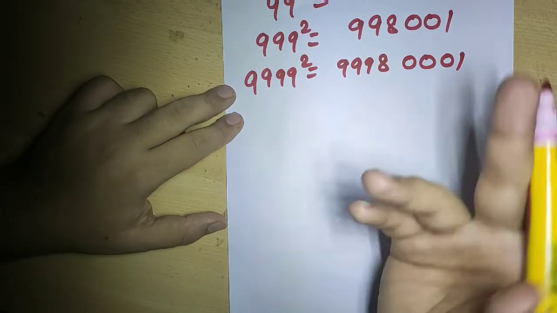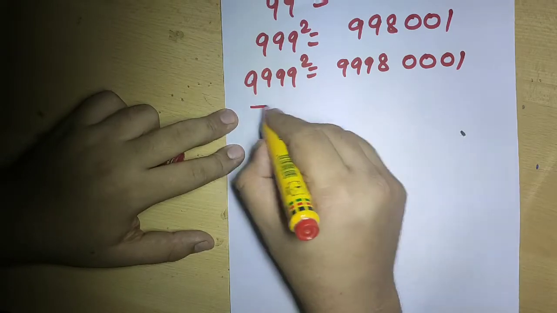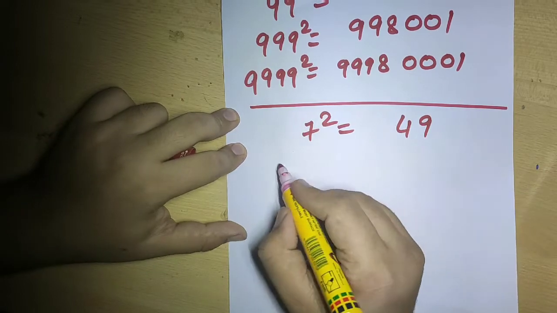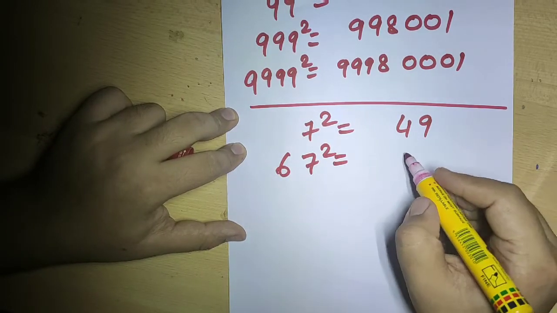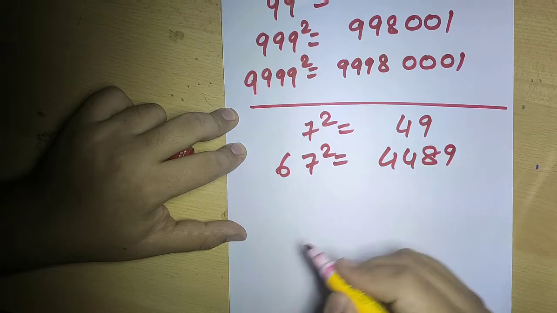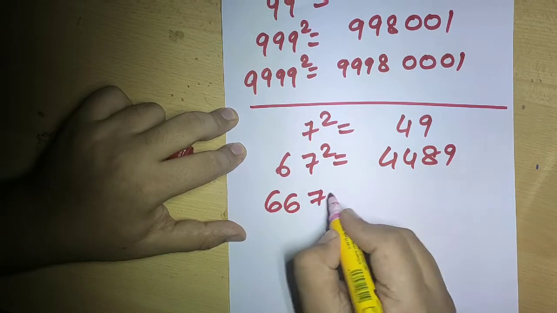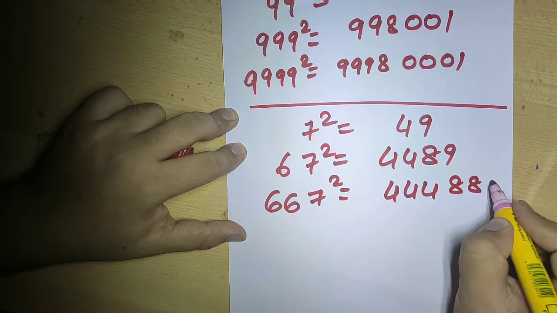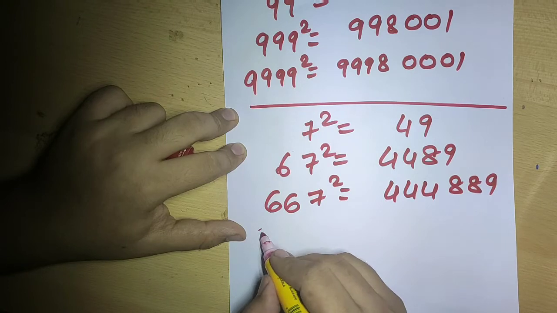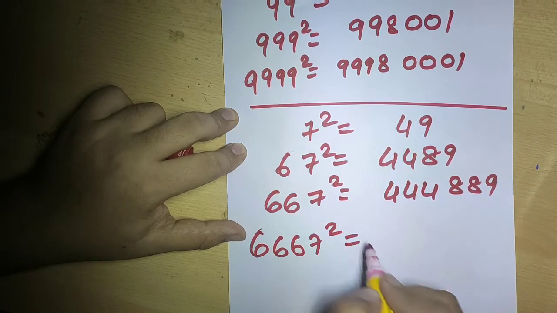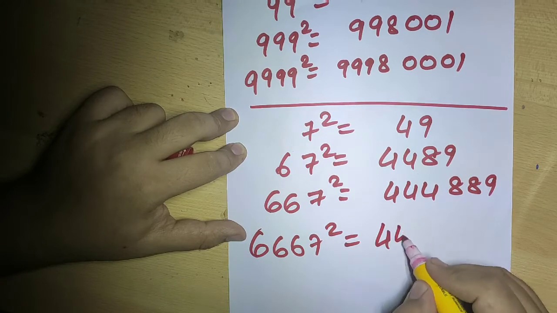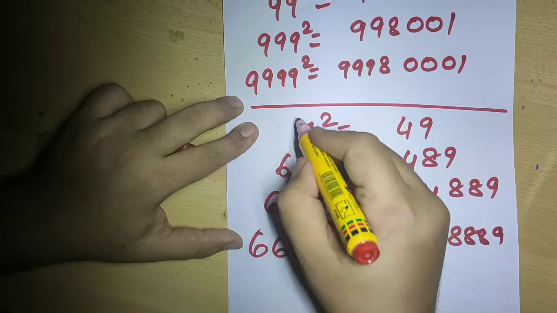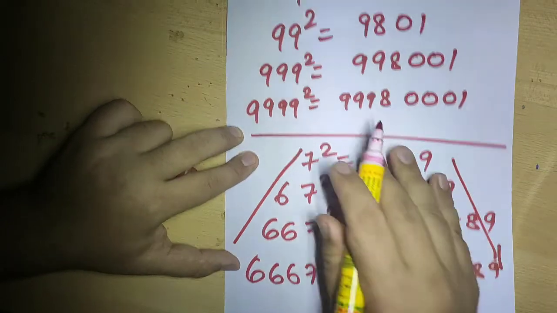Let us see for 7 square. 7 square is equal to 49. 67 square is equal to 4489. 667 square is equal to 444889. 6667 square is equal to 44448889. So can you see that flow?